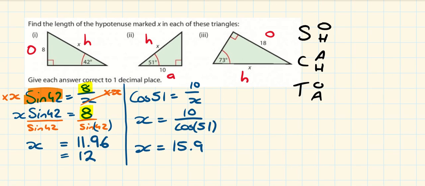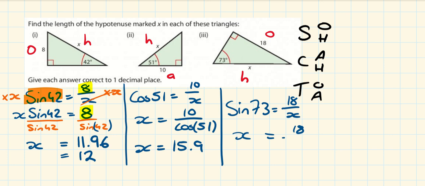When the letter's on the top, you multiply them. And lastly, we've got opposite and hypotenuse. So we've got sine 73 equals 18 over x. So what it'll be when we do the next thing is 18 over sine 73. Make sure to put them in brackets in the calculator, and you'll get x equals 18.8.